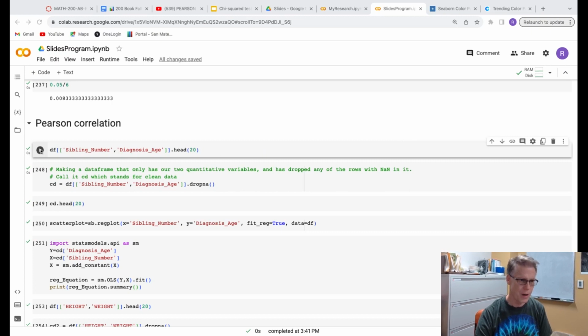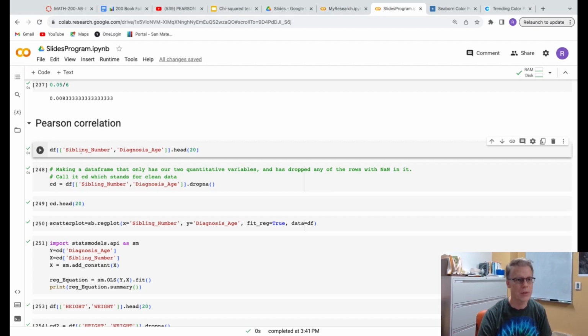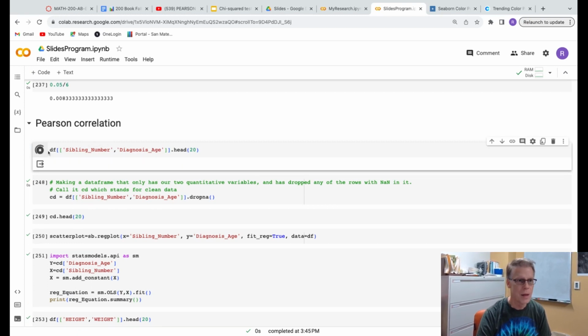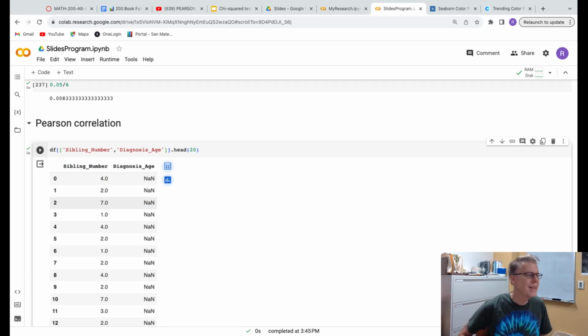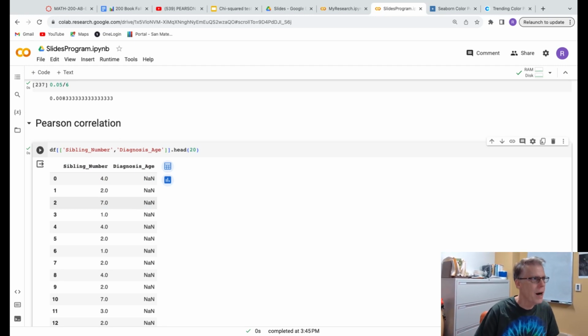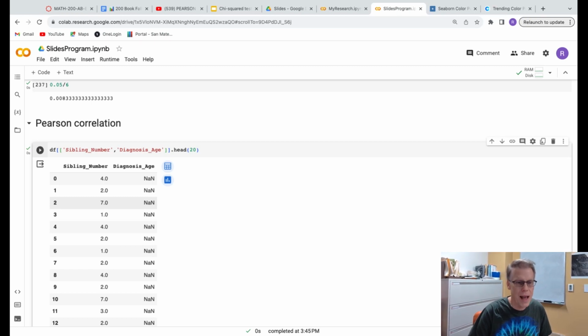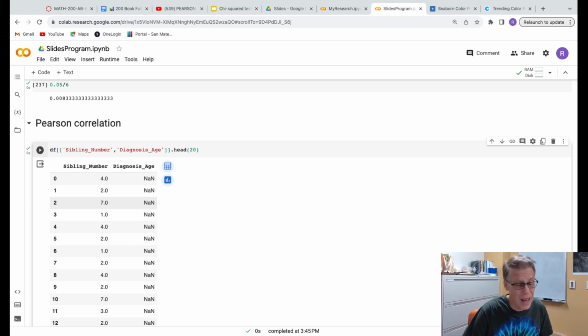So the first part, that's a little bit annoying, but it has to be done, is when we look at just these two variables. Here are my quantitative variables. Sibling number was my explanatory, and diagnosis age was my response. And when we look at it, this makes sense. Diagnosis age only is going to be there if the person had asthma, and way less than half of the data set had asthma.